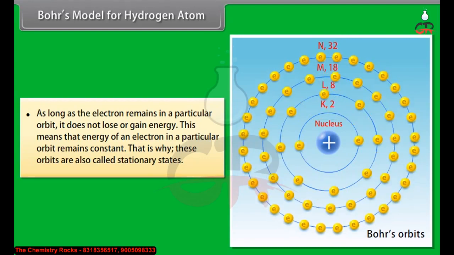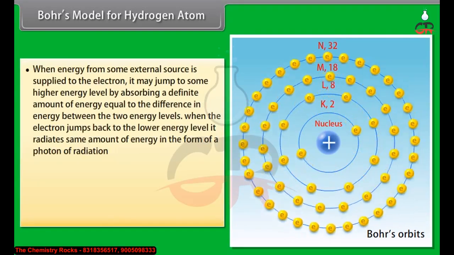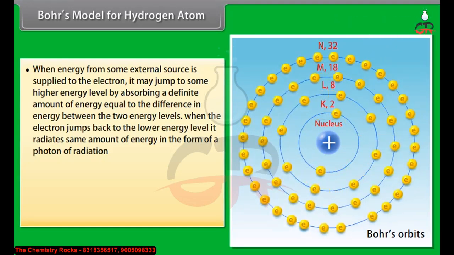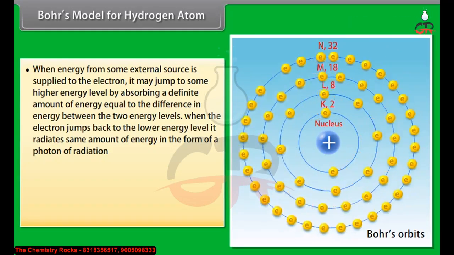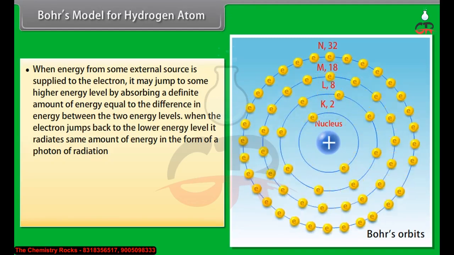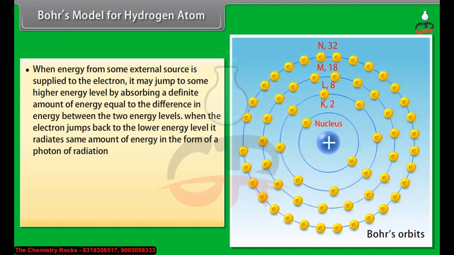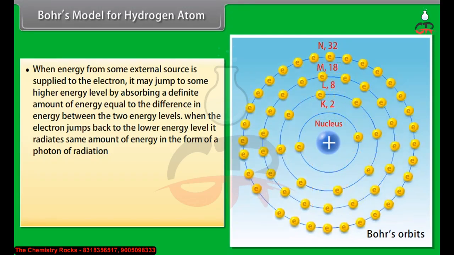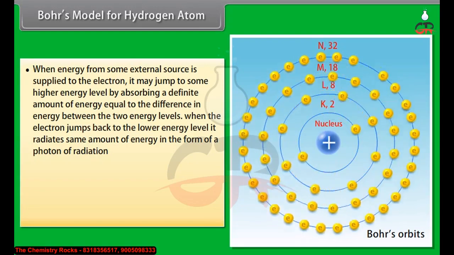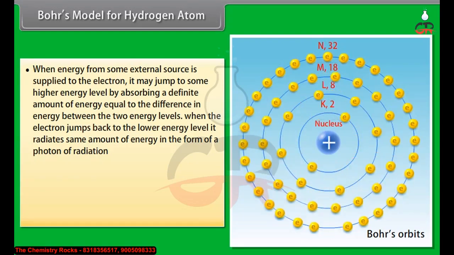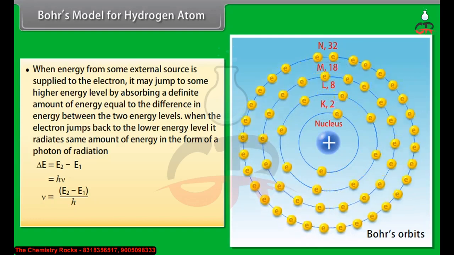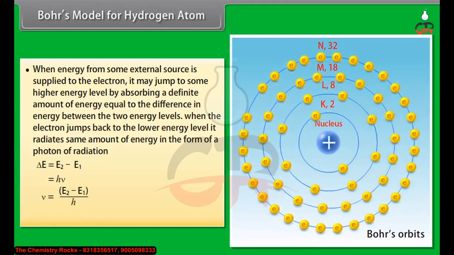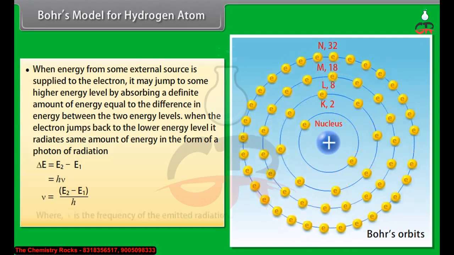When energy from some external source is supplied to the electron, it may jump to some higher energy level by absorbing a definite amount of energy equal to the difference in the energy between the two energy levels. When the electron jumps back to the lower energy level, it radiates same amount of energy in the form of a photon of radiation. Delta E is equal to E2 minus E1 is equal to h nu. Nu is equal to E2 minus E1 by h, where nu is the frequency of the emitted radiation.